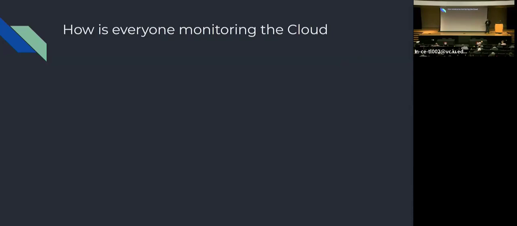So how is everyone monitoring the cloud? The very common approach, which I've seen over the years, is ad hoc solutions. You inherit an environment, you have some sort of monitoring solution for it. So what you do is collect your stats from scripts or different API tools, REST APIs, and then you plot that into your monitoring solution. So please don't do that.